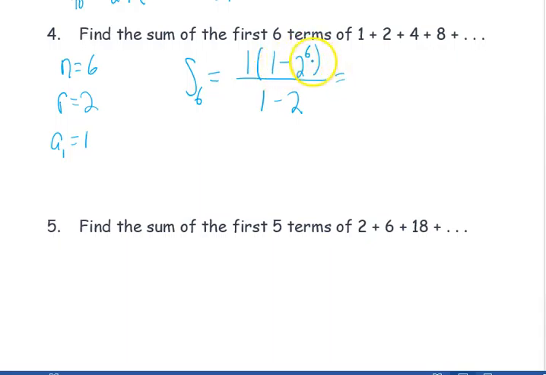1 minus 2 to the 6. Well, 2 to the 6 is 64, so I'm going to get a negative 63 on top, and multiplying by 1 is still going to keep it as a negative 63. And then 1 minus 2, I'm going to have negative 1 on the bottom. 2 negatives will make a positive, and so my sum is 63.